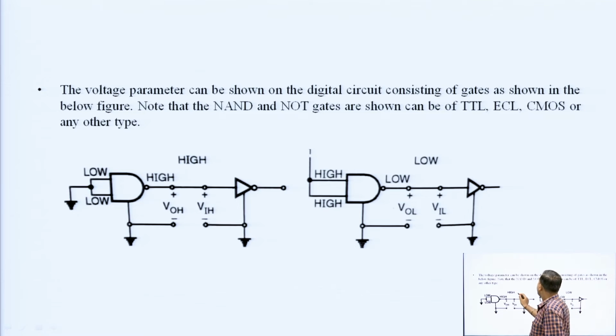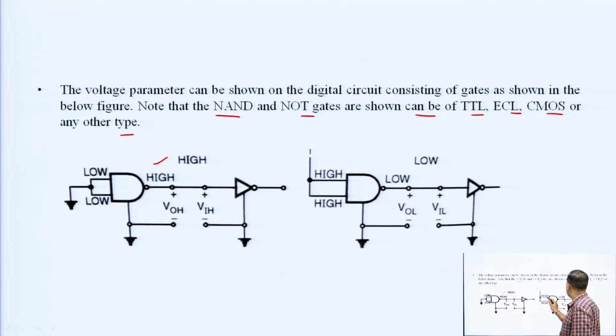Next, the voltage parameters can be shown in a detailed circuit consisting of gates as shown in the below figure. This is the NAND gate and NOT gates are shown, which can be of TTL, ECL and CMOS or any other type. Okay. So, this is the NAND gate, we are giving the two low inputs, we know that when both are low in a NAND gate the output will be high, and when both the inputs of a NAND gate are high we will be having low voltage.